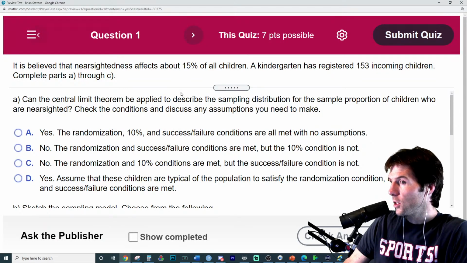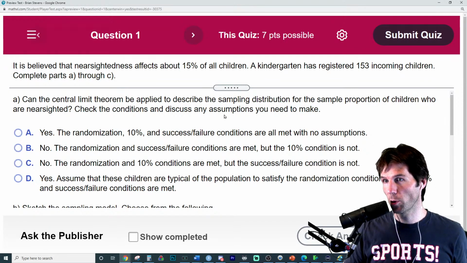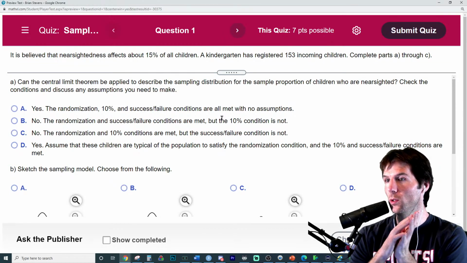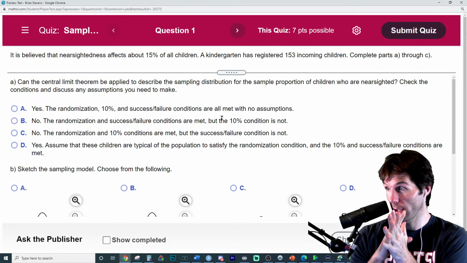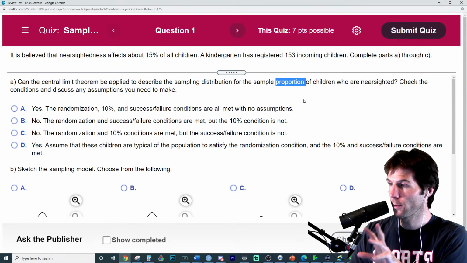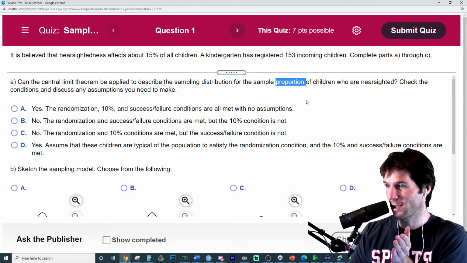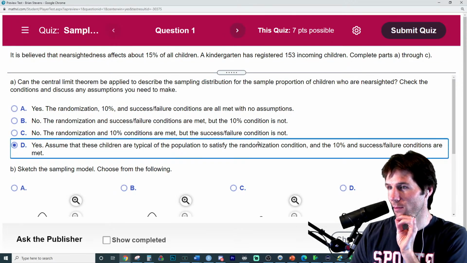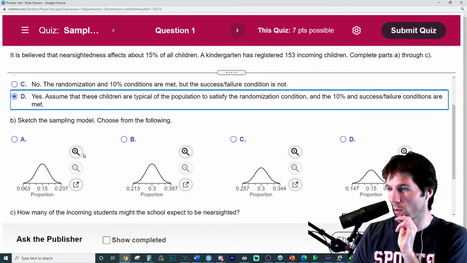Okay. The central limit theorem applied to the sampling distribution of the sample proportion says what? Condition 1, random. Condition 2, 10%. Condition 3, success failure, because we're doing proportions. So do remember that the third condition is success failure because we're doing proportions. So do we have a random sample? Sure. Assume that these children are typical, thus we've randomized who we're taking. The 10% condition and the success failure condition are met. Don't love this, but we'll make a quick assumption.